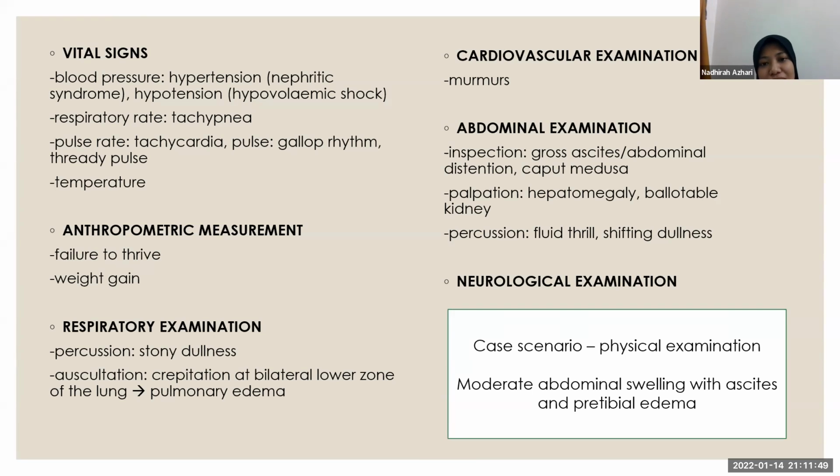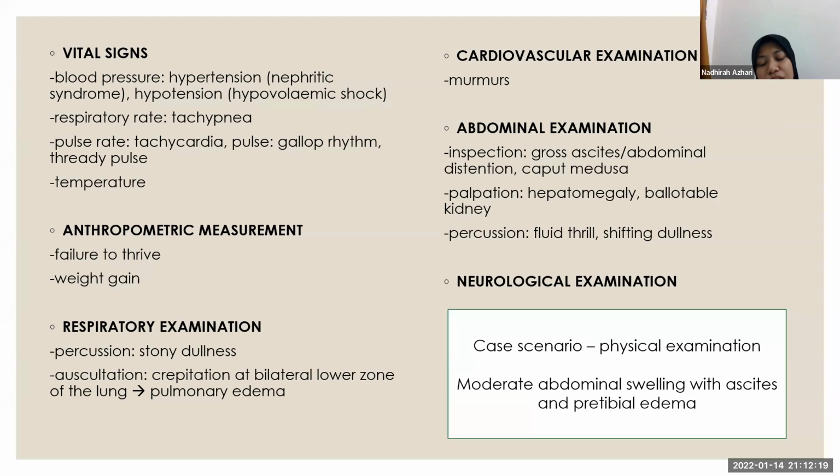And then for the CVS examination, we need to look for any murmur. As for the abdominal examination, on inspection, look for any gross ascites, abdominal distension, and any caput medusae. On palpation, look for any hepatomegaly and palpable kidney, and on percussion, check for ascites by doing fluid thrill and shifting dullness.